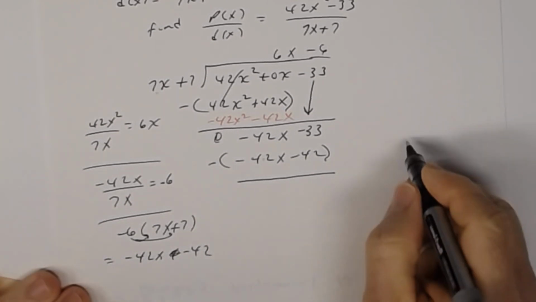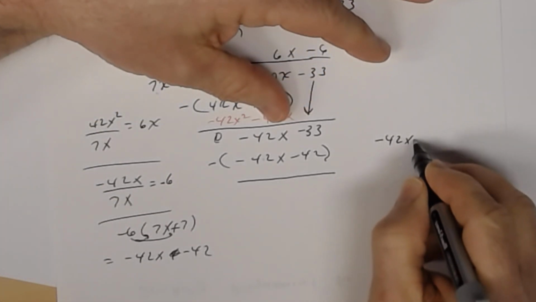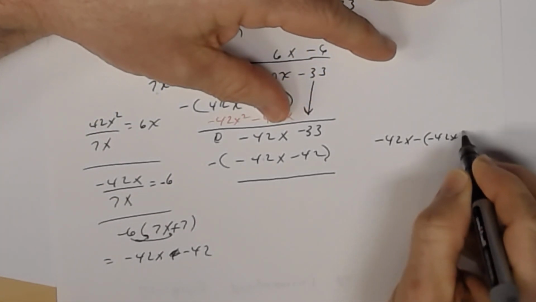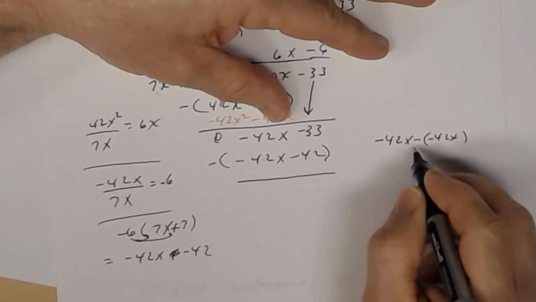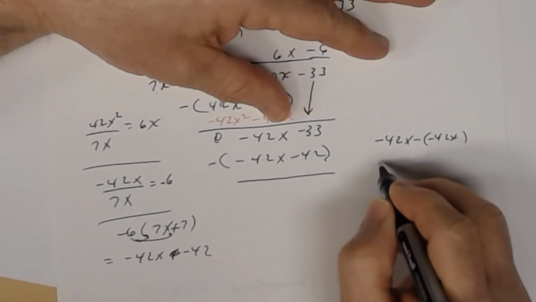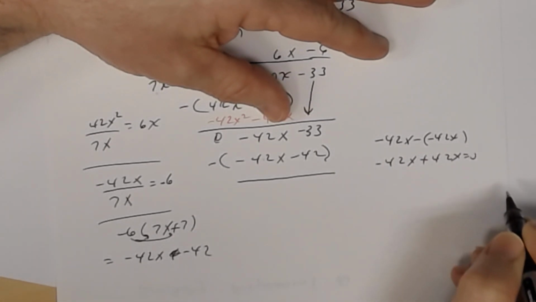So if you need to write it out, you write it out. You do it like this if you need to. Negative 42x, subtract a negative 42x. And then remember, when you subtract a negative, that's the same thing as adding the opposite. So that's negative 42x plus 42x, which we know is 0.